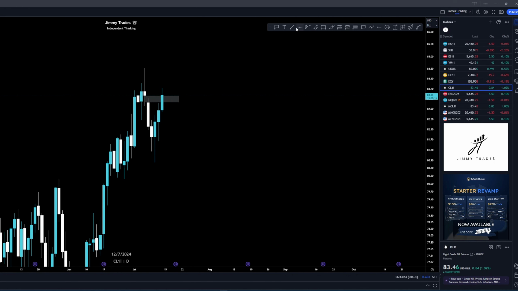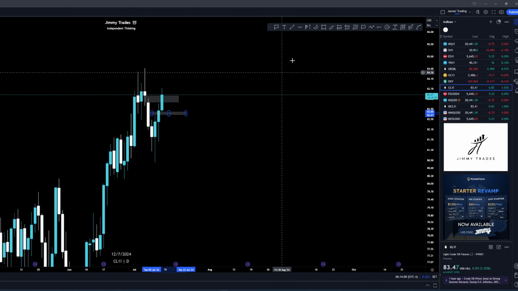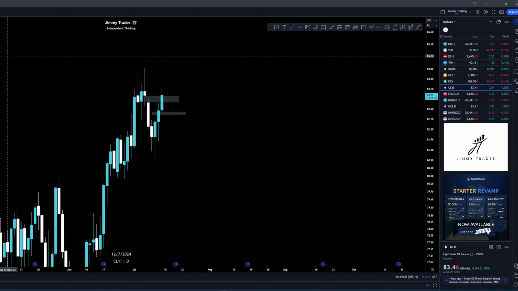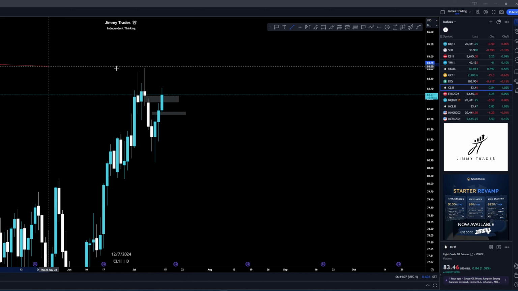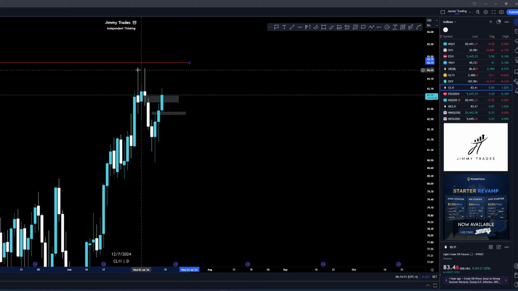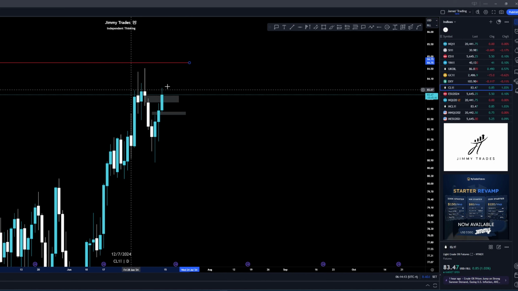So with that in mind, it's an internal level. We do have internal liquidity here. We also have equal highs over here. It's essentially smooth edges when you consider these highs here, these highs.